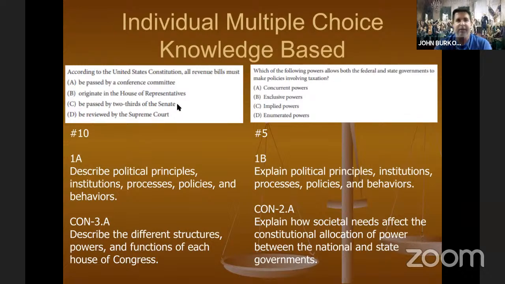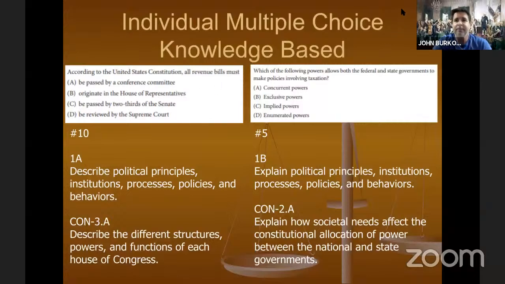Be passed by 2/3 of the Senate. That's not it. Be reviewed by the Supreme Court. No. That doesn't happen. That's not automatic. Can you see how this is just a simple basic skill here? Describe political. Yeah. What are revenue bills and where do they originate? That's it. That's the basics.